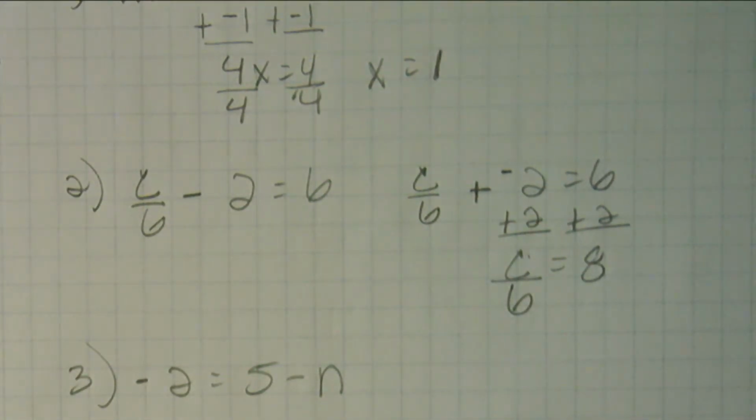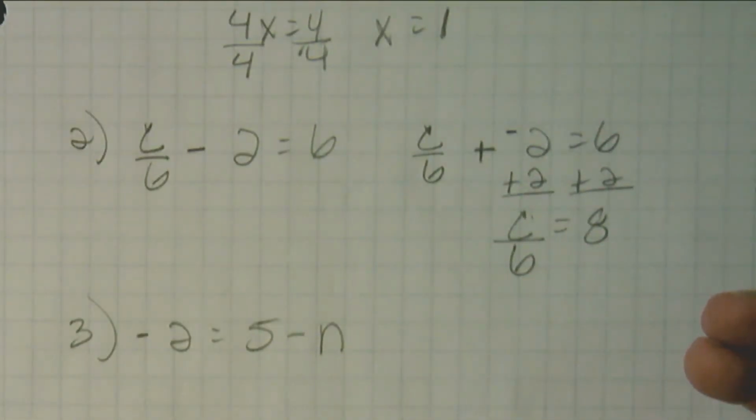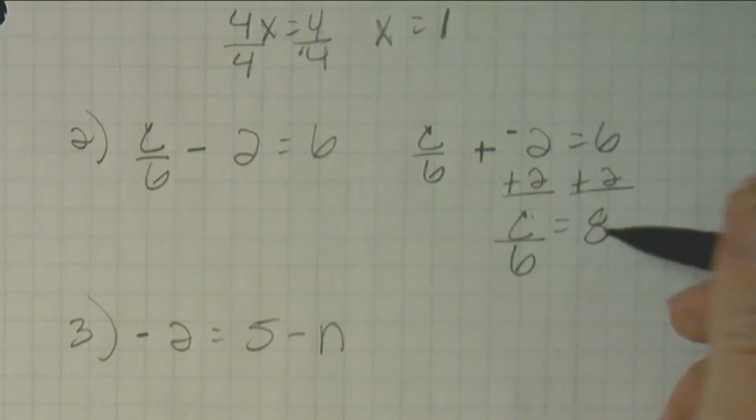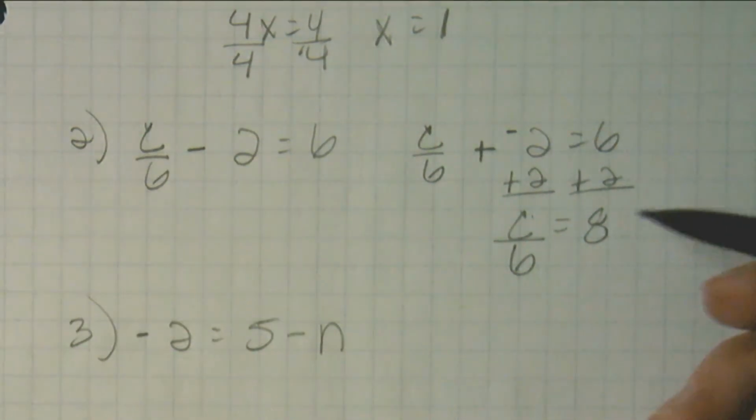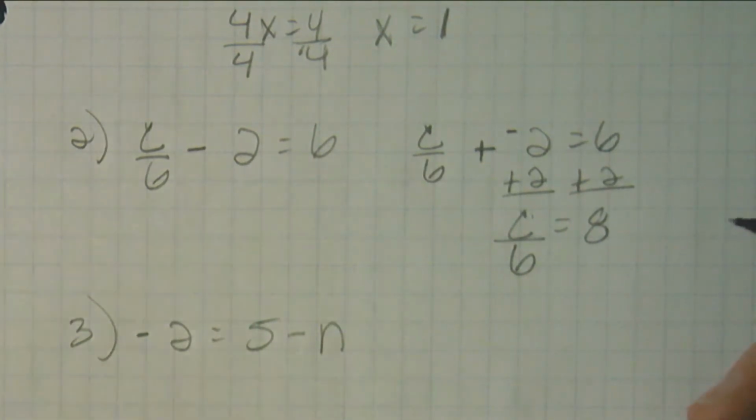Excuse me? I'm not just doing 6 times 8. Don't I have to multiply both sides by 6? Why am I multiplying 6 by 8? Put your hand down. Why am I multiplying 6 by 8? I don't disagree with you, but why am I multiplying 6 by 8?